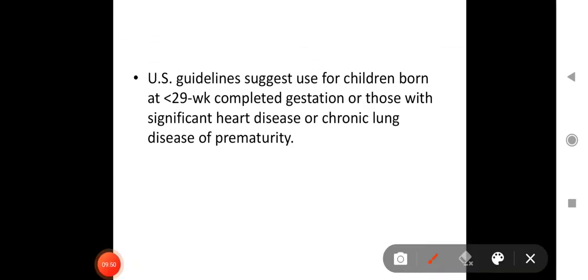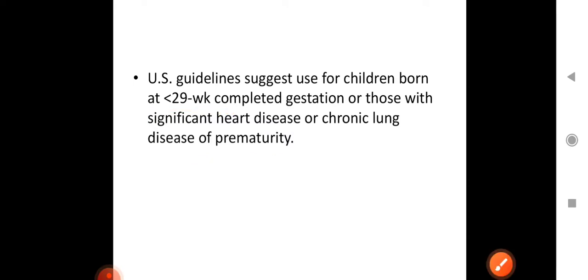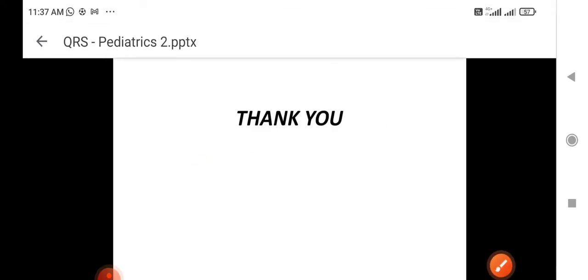Now, US guidelines suggest use for children born at less than 29 weeks completed gestation, or those with significant heart disease or chronic lung disease of prematurity like bronchopulmonary dysplasia. They are using palivizumab in such patients only. So this was in short about bronchiolitis. You can definitely write a short note on bronchiolitis after going through this video and these slides in your theory examination.